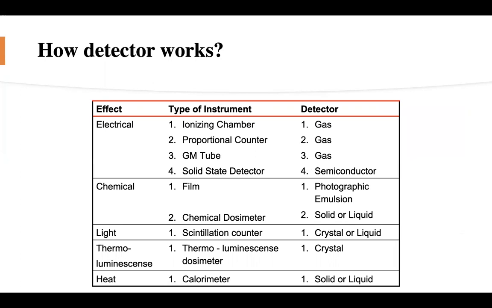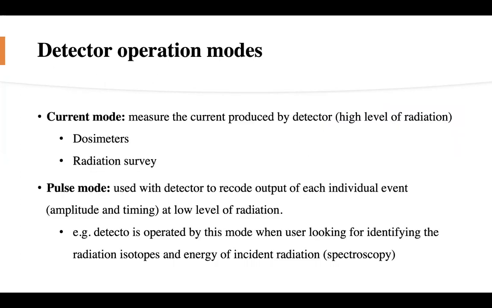This is just a summary, you can see it later. This is just a summary of what I talked about. Detector operation mode. The detector can be operated in 2 main modes: current mode or pulse mode. Current mode measures the current produced by the detector. This is if we sense the electrical charge.